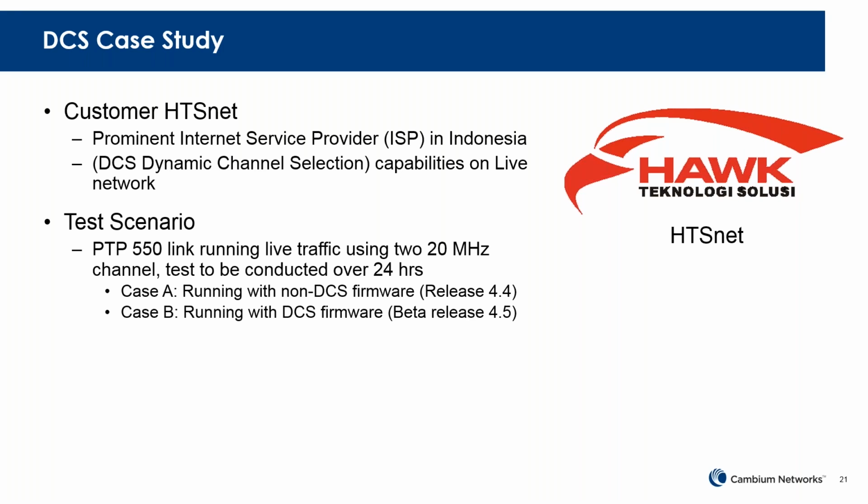So what they did was mainly use a 20 megahertz channel, and they conducted two tests over 24 hours. In the first test, they would run the non-DCS firmware release 4.4, which is available. And in the second test, they would run the DCS beta firmware release 4.5, which is also available on our support page. Each of these test cases would be run for 24 hours over live traffic. This is to give an indication of how the radio would perform on any given day, how much throughput can change. So here are the results.